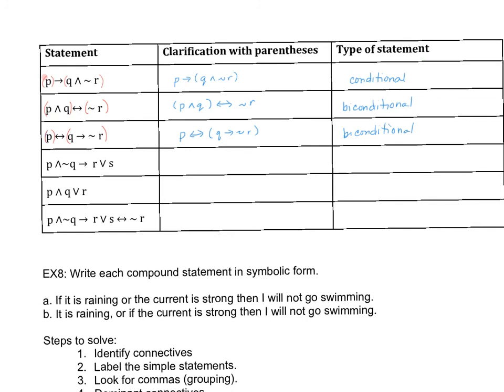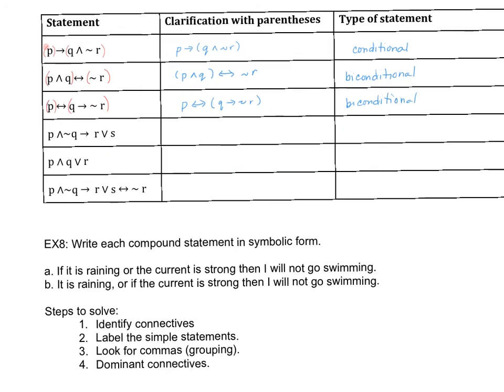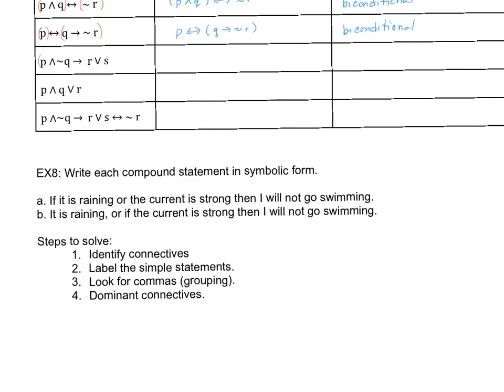All right, fourth row down. They're getting a little bit crazier. Okay, so I have an or, I have an if then. So the dominant connective would be the arrow. Break this up into two pieces. And then I would have parentheses around P and not Q, my if then, my arrow, parentheses around R or S. The dominant connective is a conditional, so this is a conditional statement.